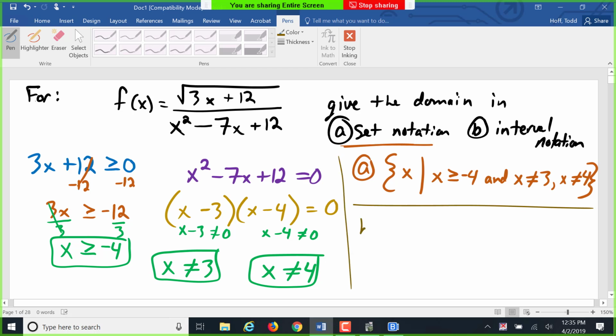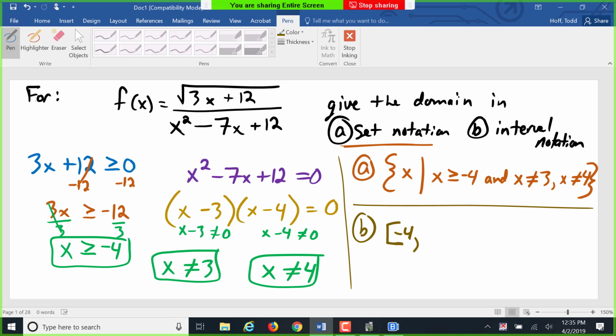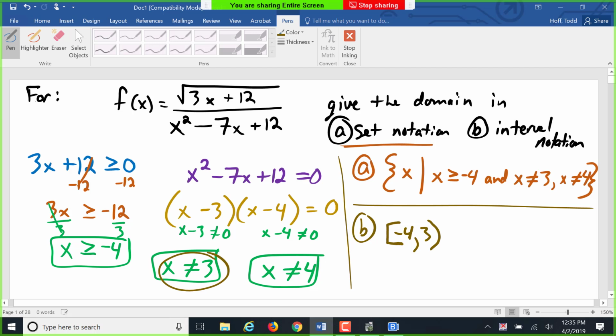Putting it into interval notation, we have to look at the smallest value it can possibly take on and work our way up from there. Well, it cannot be less than negative 4. It includes the negative 4, though, it's greater than or equal to negative 4. What type of a bracket are we going to use on the beginning of that first interval? Square. Very good. So it's a square bracket starting at negative 4. What's that going to go up to? Three. Round or square? Round, because it goes up to 3, but it does not include 3.